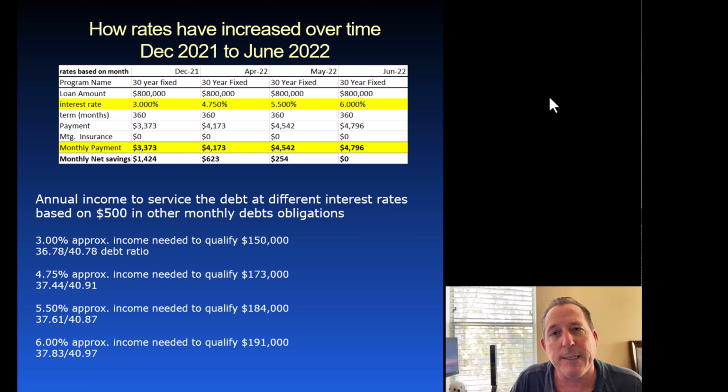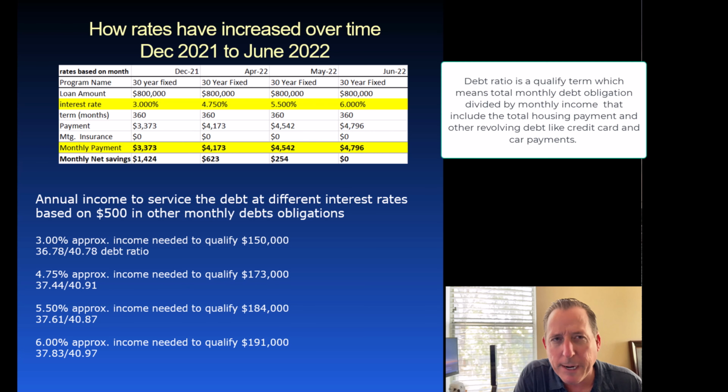And when I talk about debt ratio, I'm talking about the back-end debt ratio, which is your principal, interest, tax, insurance, and then any other associated debt you have like credit cards or car payments. That's divided by your income, and that gives me the debt ratio. And ideally, you're trying to keep under 43, depending on the conventional loan.